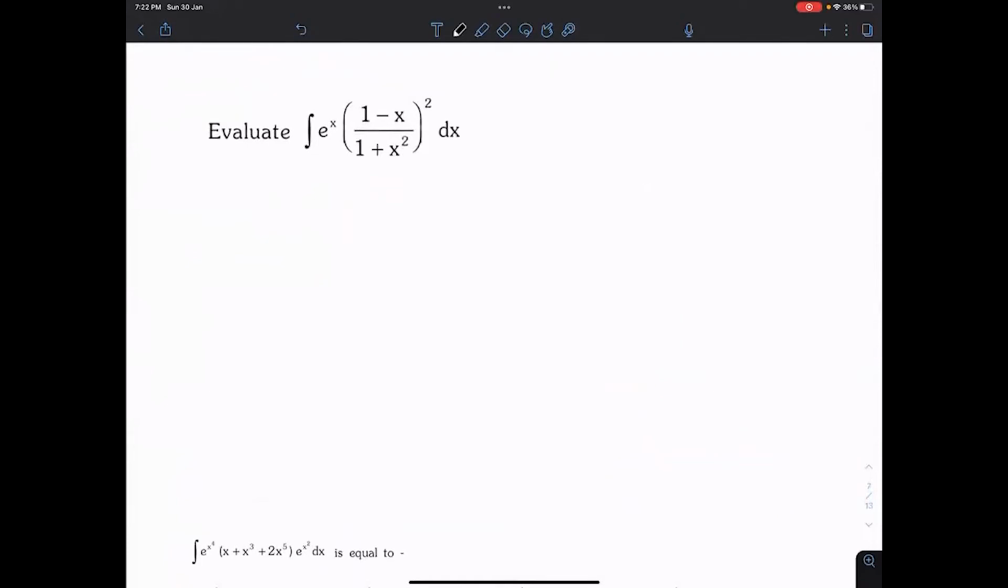The next one is a very important form: integral e power x into f of x plus f dash of x dx. Whenever you have integration in this form, we write the answer as e power x into f of x plus c, because if you differentiate this, you will get this function.